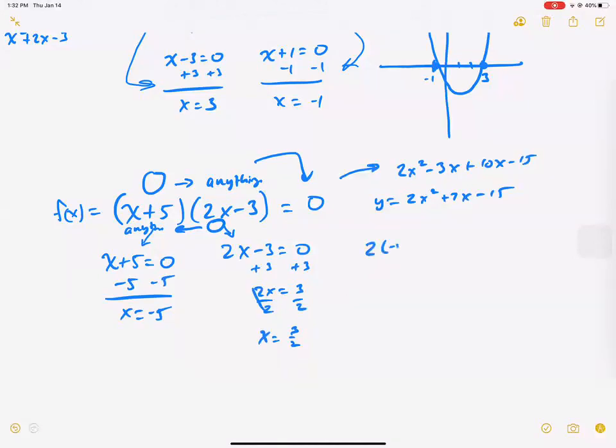2 times negative 5 squared plus 7 times negative 5 minus 15. I'm going to bet you that's going to be 0. 5 times 5 is 25. That's going to be a positive 25 times 2 is 50. Over here, negative 5 times 7 is negative 35. Oh my gosh, this is 50 minus 50. That was going to be 0.